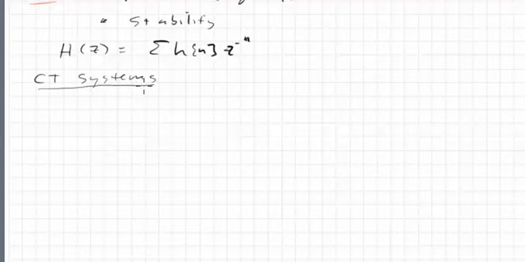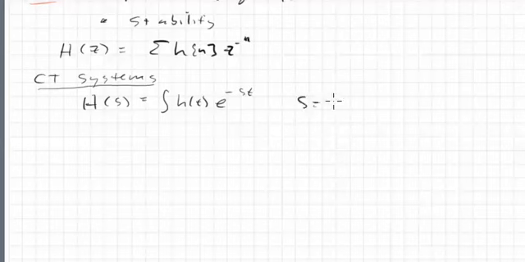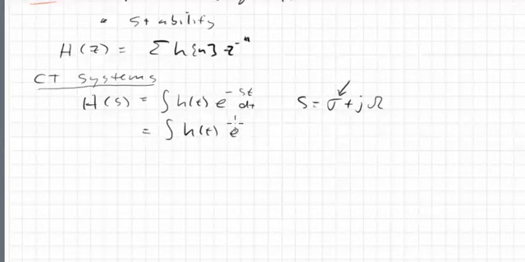Same sort of thing happens. We have H(s). It's the integral of h(t) e^(-st) dt, where s is equal to sigma plus j omega. Well, guess what sigma is? Sigma is related to this convergence factor. Let's expand this out: h(t) e^(-sigma t) e^(-j omega t) dt. So we can see there that this part is related to the frequency response.